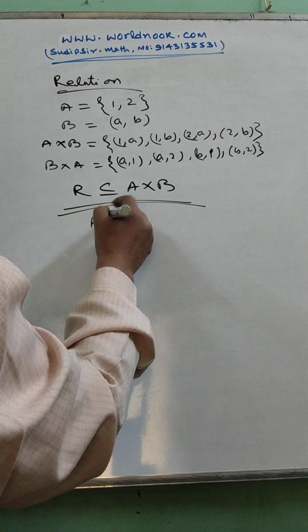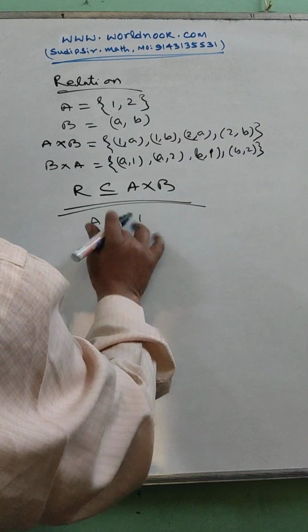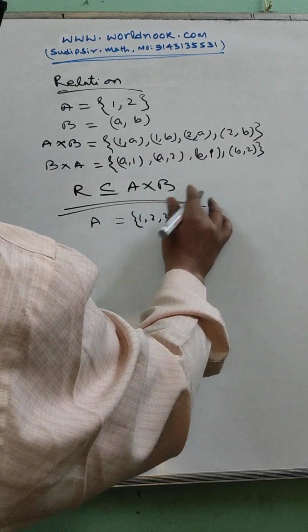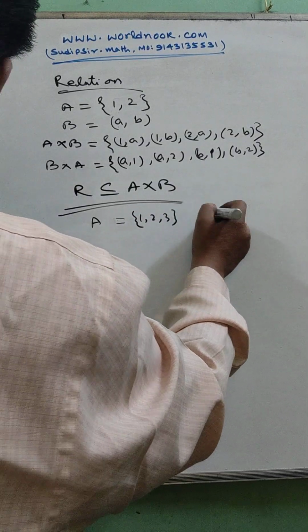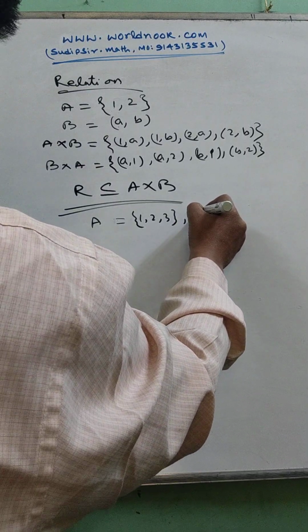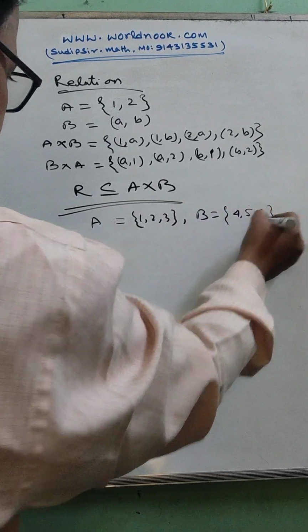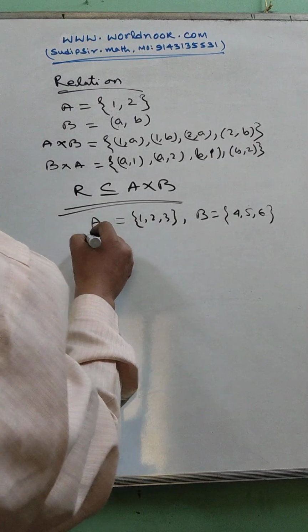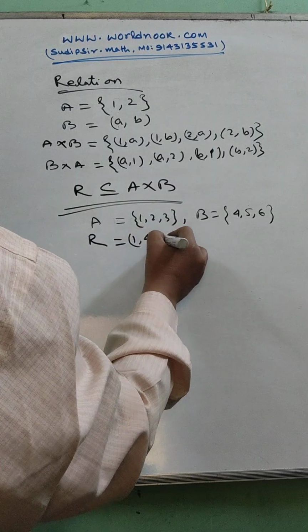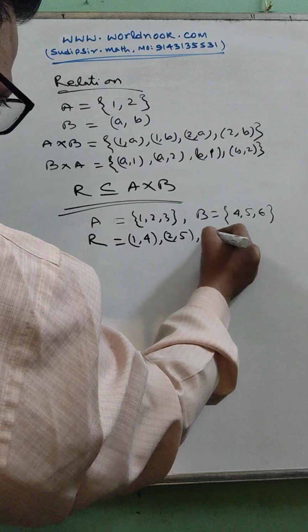Say A equal to {1, 2, 3} and B equal to {4, 5, 6} is taken. Now one of the relations, suppose (1, 4), (2, 5), (3, 6), one relation is taken.